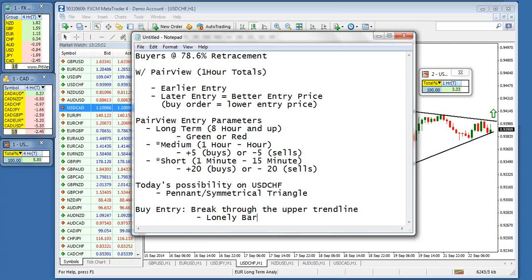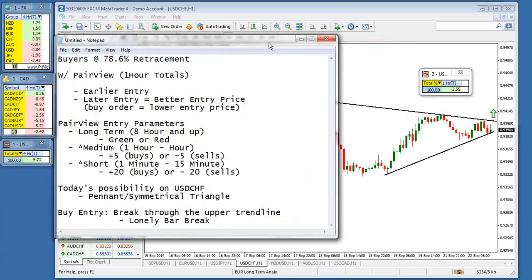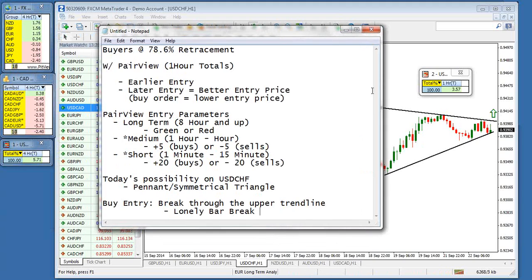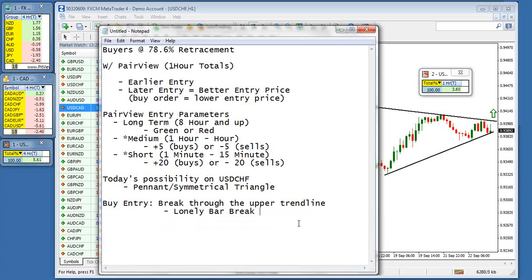either a lonely bar break. If you remember our lonely bar method, that would be waiting for an entire candlestick on the 1 hour time frame to completely close above this trend line. See, whenever you have a valid trend line, if you look for an actual candle to close completely above this trend line, that would be a lonely bar break. That would be a valid buy entry, because you're confirming that an entire candle has formed completely above or below a trend line. What that means is the open, high, low, and close of the candle is completely above the trend line.